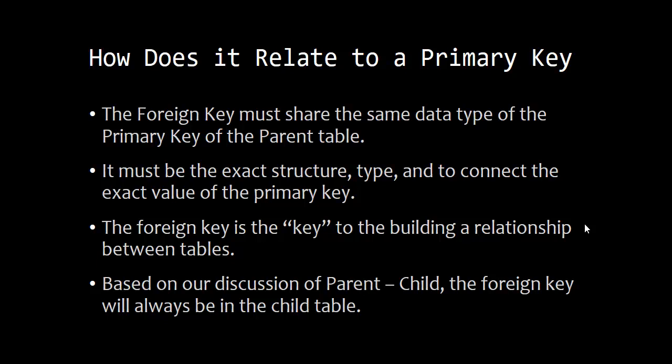We're going to make it very simple for you as we walk through this. The foreign key is the key to building a relationship between tables. All right? It's everything. If we're going to do this physically, the only way we can do it physically is with the concept of a foreign key and primary key. Does that make sense? So based on our discussion of the parent-child, the foreign key will always be in the child table, and the primary key that it relates to will always be in the parent table.